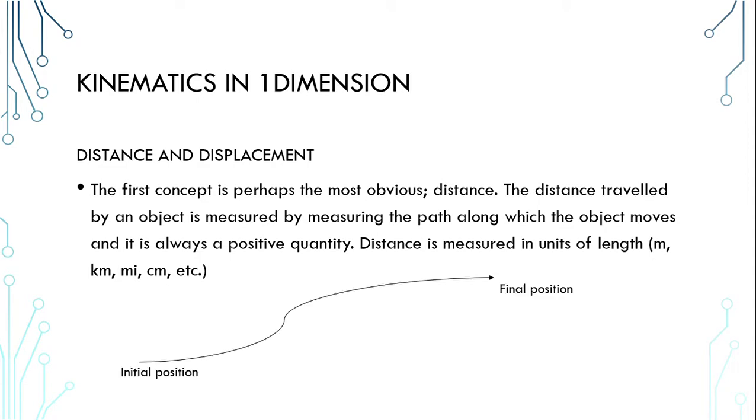For instance, if we have an object moving along this path here, with the initial position on the left and the final position on the right, the total distance here will be equal to the length of the curved path that joins those two points.